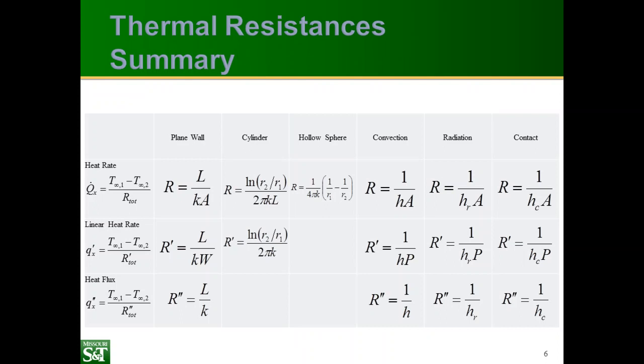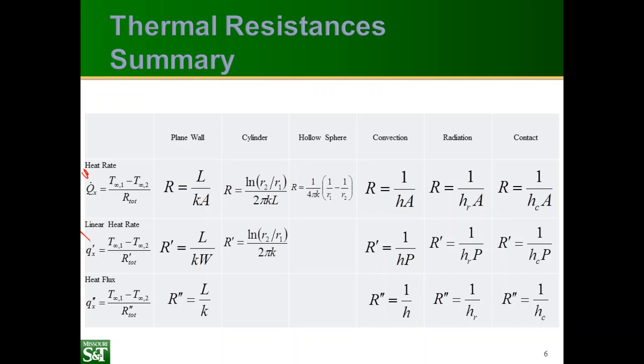So here's a quick summary of all of the thermal resistances that we may use. You'll note that we have the total heat rate right here. Then we have the plane wall, the cylinder, the hollow sphere, and we have convection, radiation, and contact resistances. We can also look at the linear heat rate, which is the heat rate per unit length of an object. We can do this for a wall, we can do this for a cylinder, what have you.